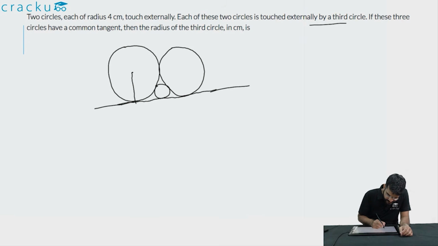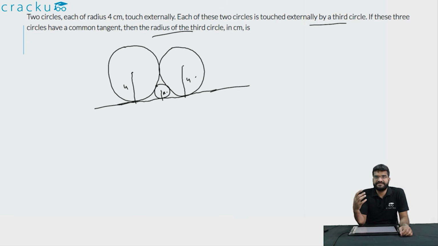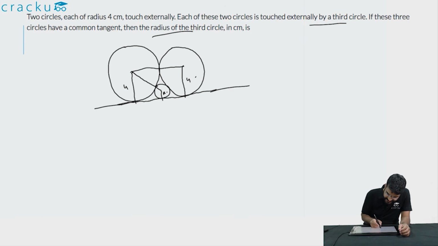So this is 4 and this is 4. We are required to find out the radius of the smaller circle. Let us assume that the radius of the smaller circle is r. Now first thing you should do whenever you have circles which are touching each other is to join the centers. This won't work always, but this works most of the times because you know immediately that the distance between the two centers is the sum of the radius of the circles. So first thing we'll do is connect all the centers of the three circles. So you'll get a nice triangle.